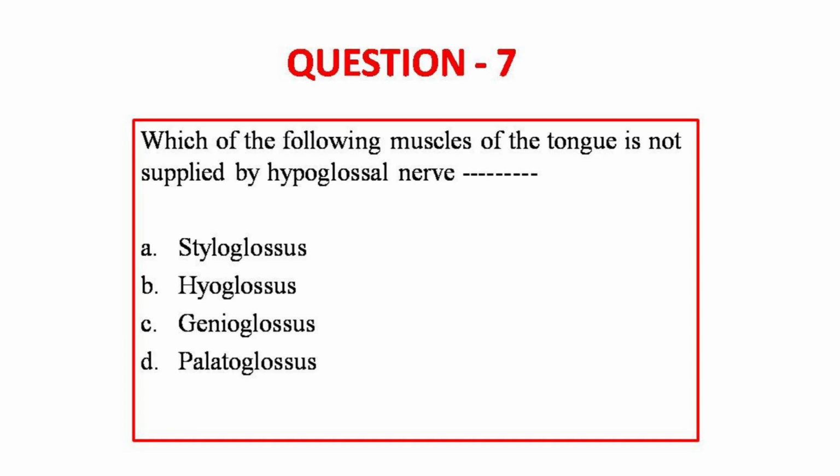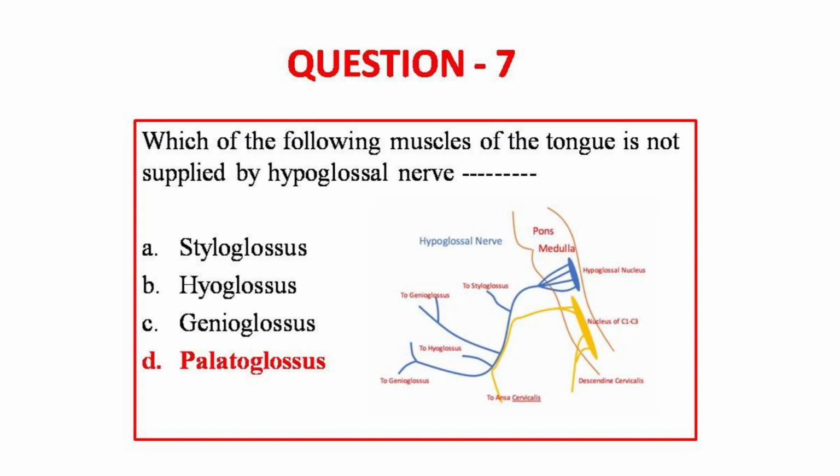Moving on to question 7. Which of the following muscles of the tongue is not supplied by the hypoglossal nerve? They've given us 4 options, and the muscle of the tongue which is not supplied by the hypoglossal nerve is the palatoglossus. You can see in this picture the hypoglossal nerve and its branching, supplying the muscles of the tongue. So the palatoglossus is not supplied by the nerve.